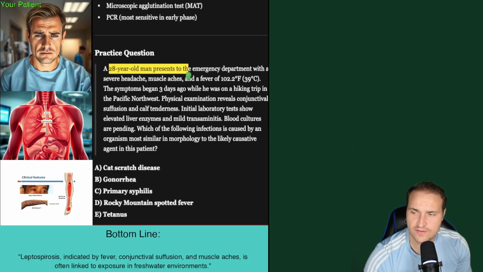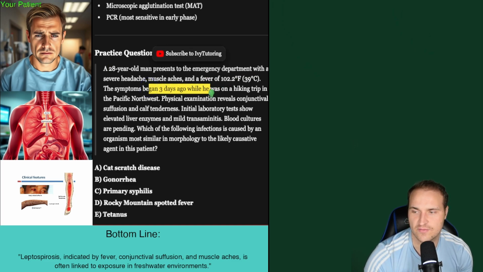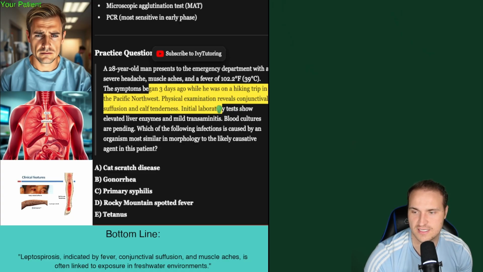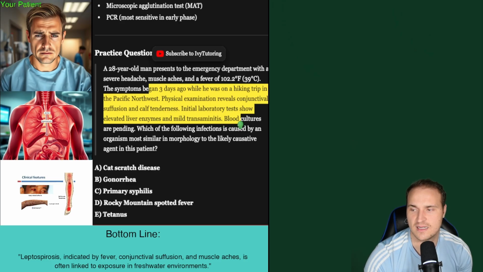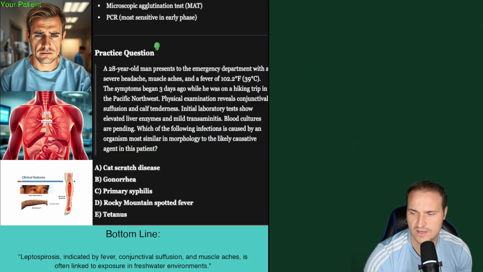Here we have a 28-year-old man presenting to the emergency department with a history of severe headache and muscle aches and fever of 102.2. Symptoms began 3 days ago when he was on a hiking trip in the Pacific Northwest. Physical exam reveals conjunctival suffusion and calf tenderness. Initial laboratory tests show elevated liver enzymes and mild transaminitis. Blood cultures are pending. Which of the following infections is caused by an organism most similar to the likely causative agent in this patient? All right, so he has leptospirosis.